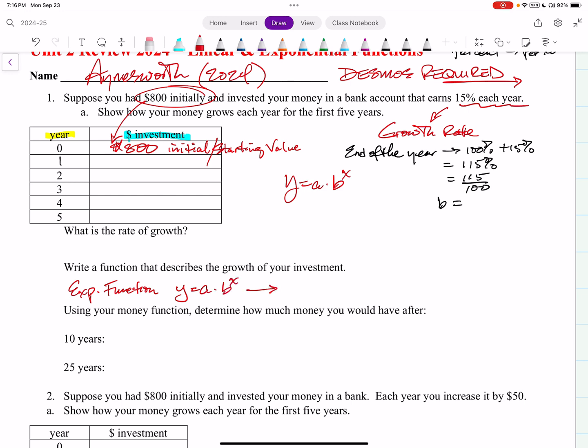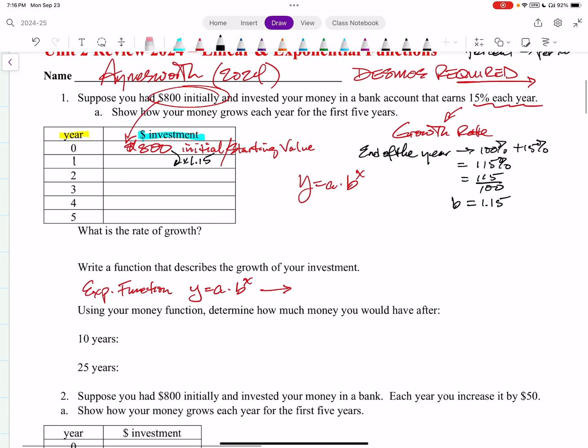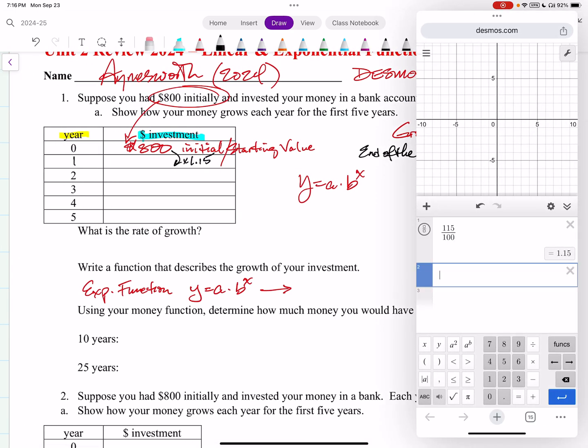What would that function be? Well, we need to know the growth rate. The growth rate is 1.15, which means we take our money and multiply it by 1.15, or 115%, every year. So let's do that. Let's take this 800 and multiply it by the growth rate, 1.15. Bring your calculator in. All right, so there we go. I'm going to take 800 and multiply it by 1.15, and notice we have 920 bucks at the end of year one.